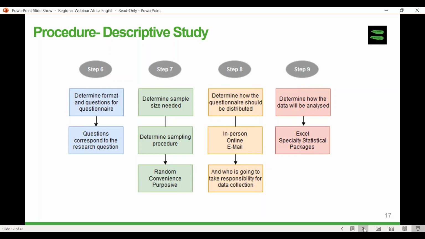If your plan is to analyze the data beyond descriptive statistics, then a specialized statistical package like the Statistical Package for the Social Sciences, or SPSS, may be a better choice. Next slide, please.